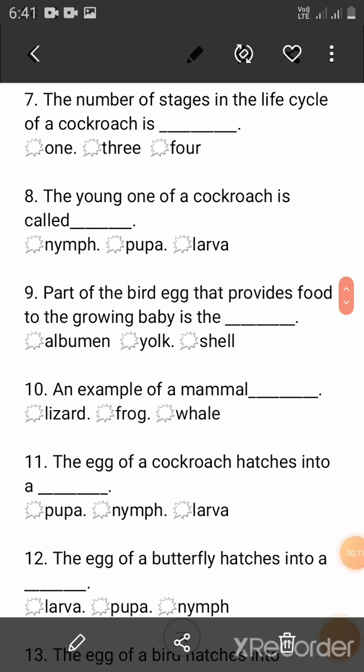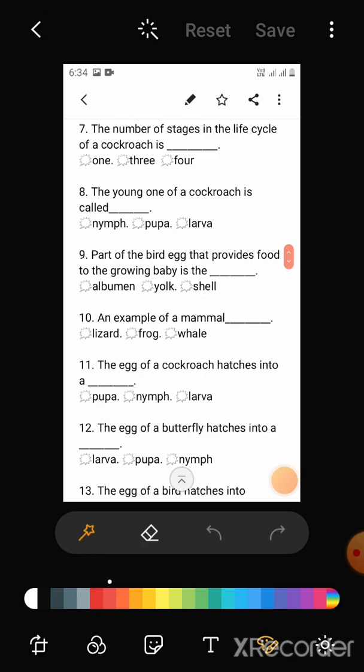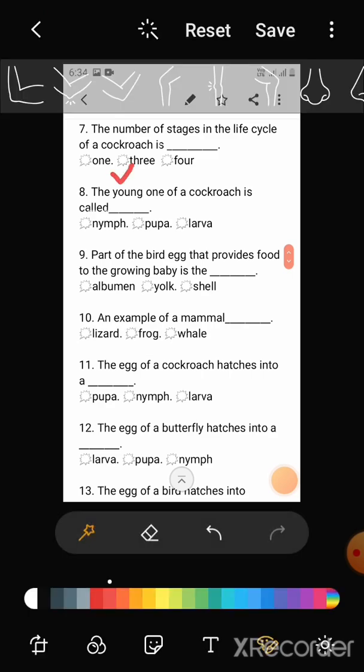Next, the number of stages in the life cycle of a cockroach is dash. Given options are 1, 3 and 4. The number of stages in the life cycle of a cockroach is 3. The correct answer is 3.